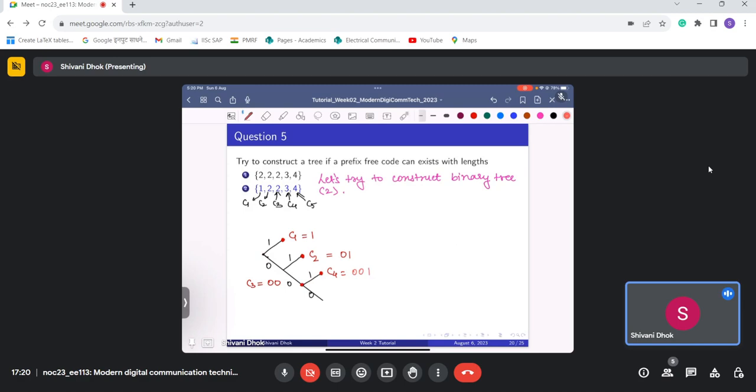And the last one that we have is of length 4, which means I'll have to branch this out more. Let's say it's of a different color, like this. So this is my C5, which is 0, 0, 0, 1. So C1 is of length 1, C2 is of length 2, C3 is of length 2, C4 is of length 3, and C5 is of length 4. Now if you observe carefully, this C3 is a prefix of C4. So we can observe from here.